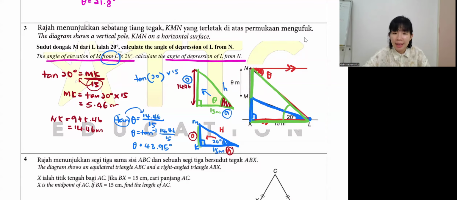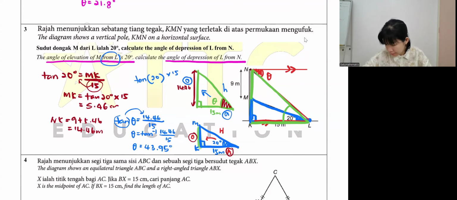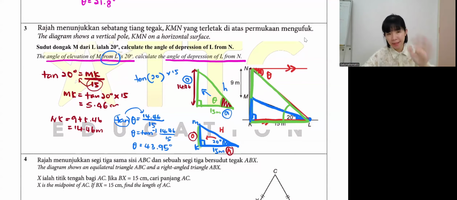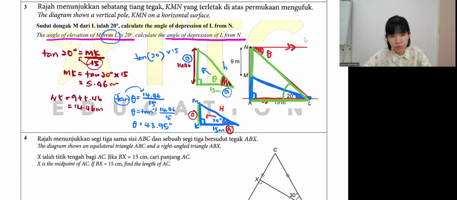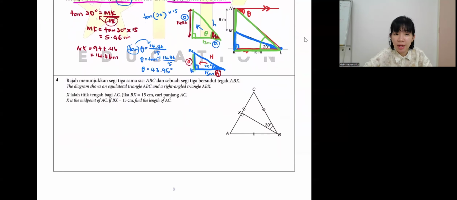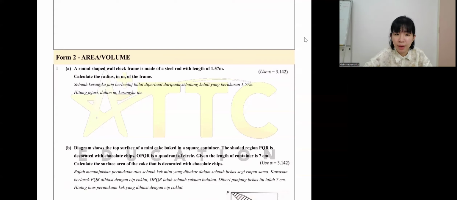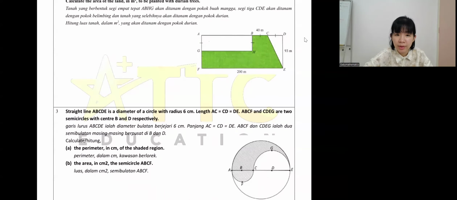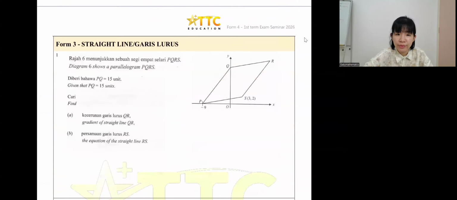Okay. Now, next topic. You flip at the back and check what topic you think you forgot how to do and wish to do revision. You see the majority. Okay, let you choose. Yeah, we have area and volume. We have straight line.